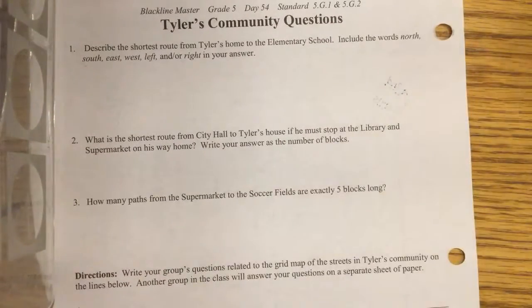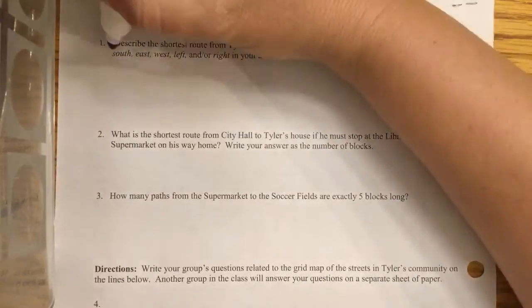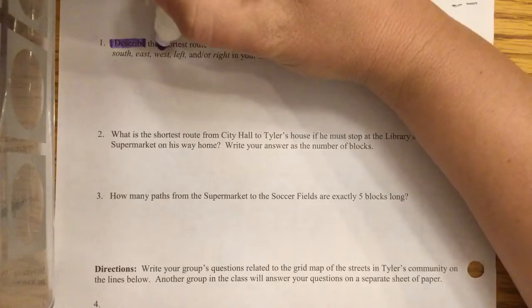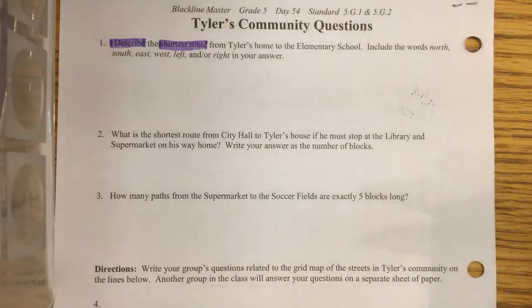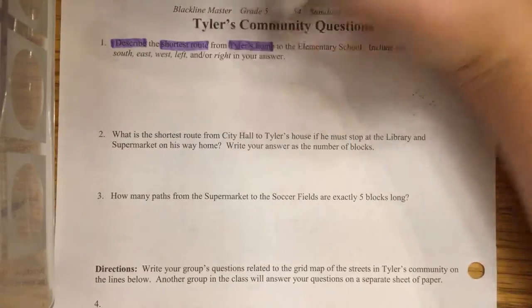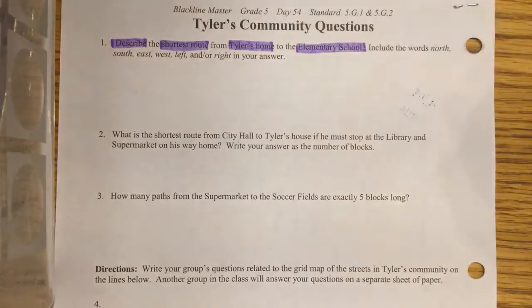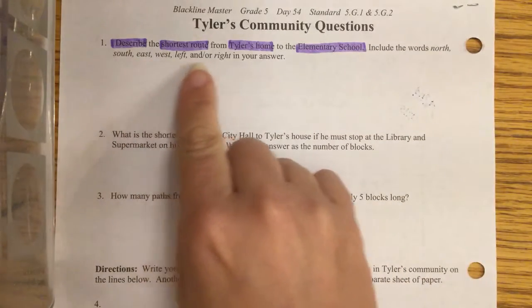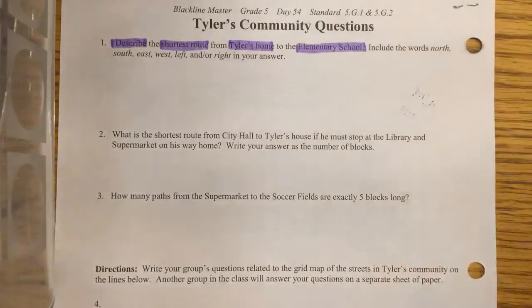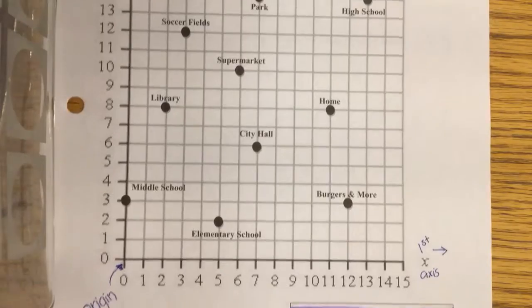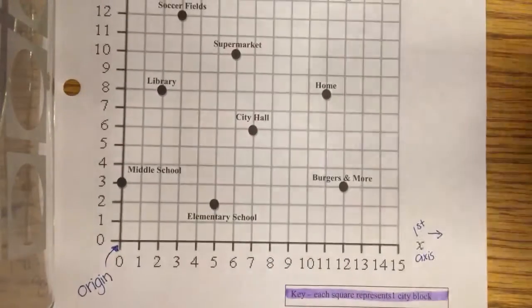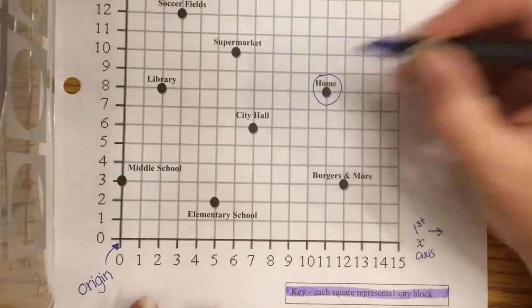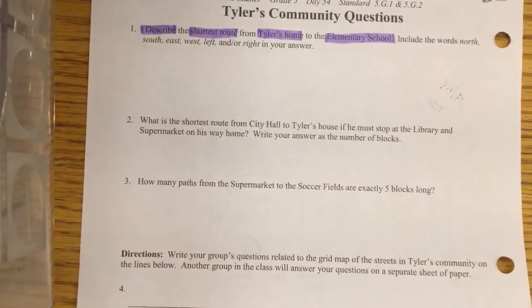So the first question says describe, so I need to write words, the shortest route or route from Tyler's home to his elementary school. Include words north, south, east, west, left, and or right in your answer. So let's come on over. Let's locate Tyler's home and Tyler's, what did it say? Elementary school.